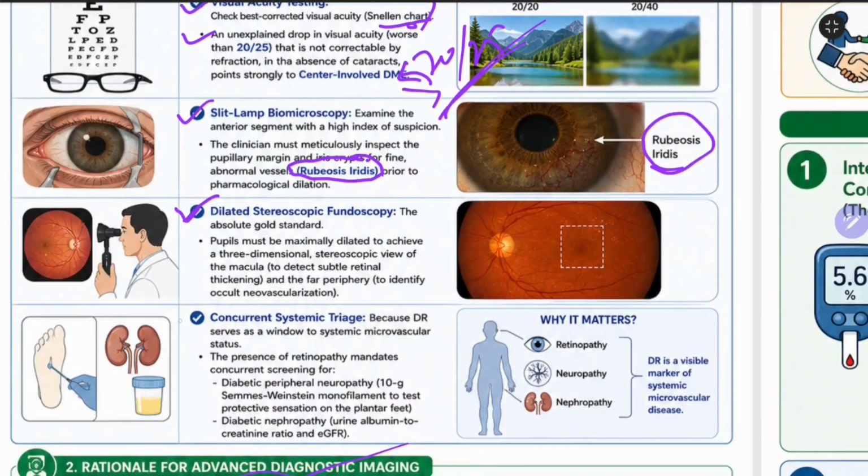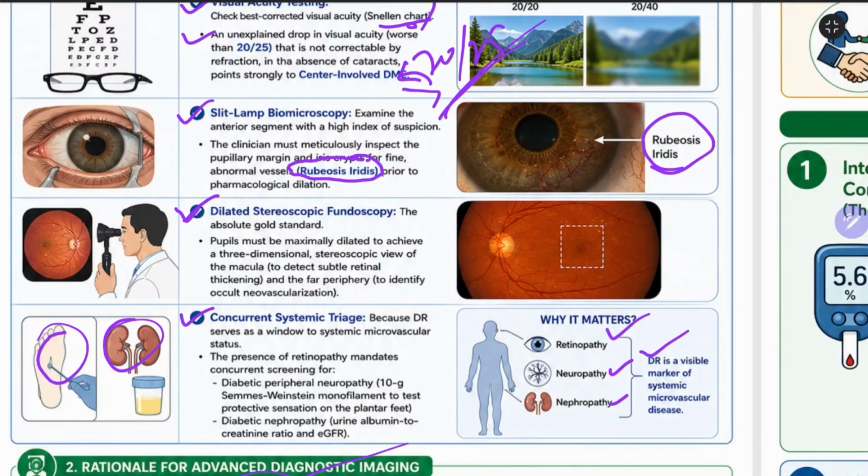Then if you detect diabetic retinopathic changes, then you will have concurrent systemic triage. You will see the kidneys also, diabetic retinopathy, and sensory motor neuropathy, and because the cardiovascular risk is doubled, you will take steps for cardiovascular screening also. So retinopathy, neuropathy, nephropathy. So DR is a visible marker of systemic microvascular disease.